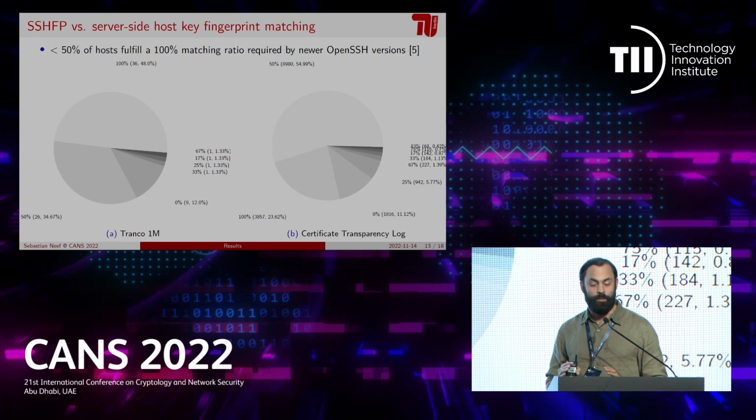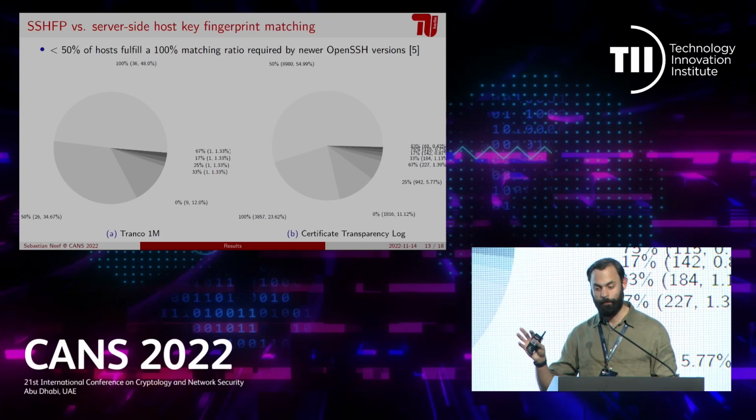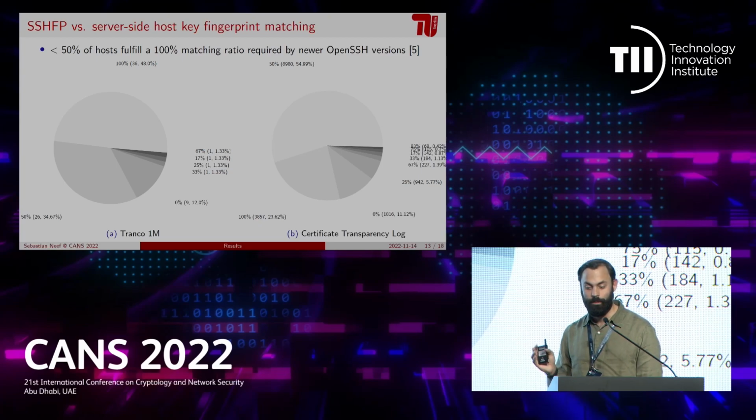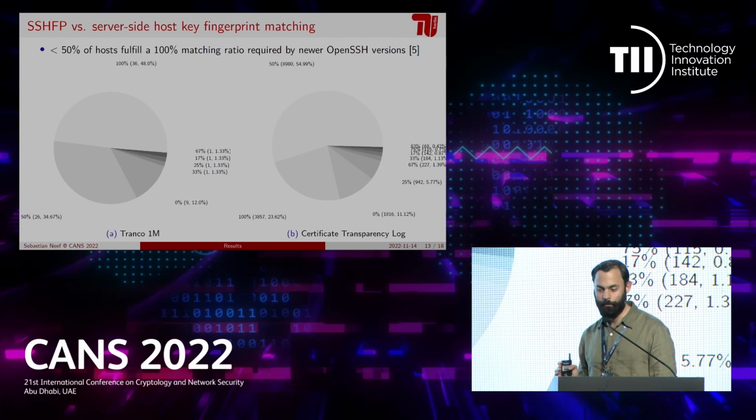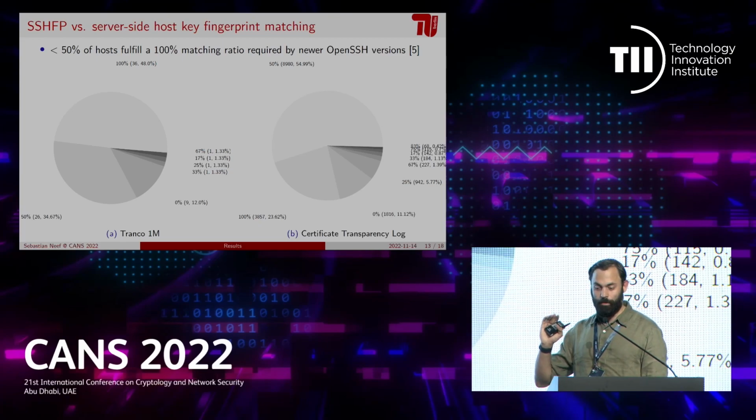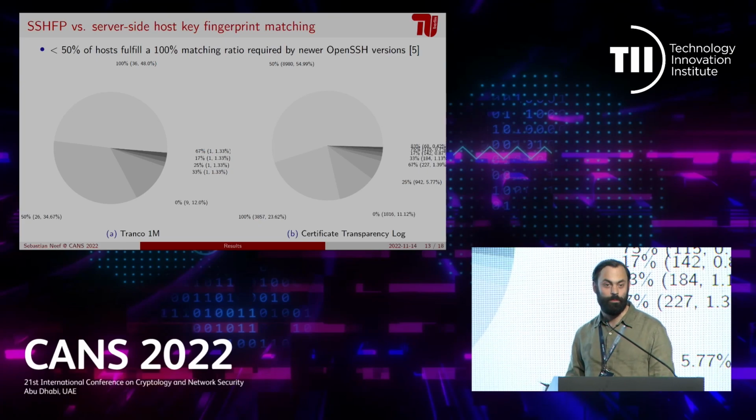Newer versions of SSH implemented a bug fix for downgrade attacks and now require that the full set of SSHFP records matches the full set of server-side records. So you need a 100% matching ratio between DNS and server-side records. And from our data set, we find that less than 50% of the hosts fulfill this criteria. So although one could argue that the standard requires only at least one match, the current OpenSSH versions implement it in a different way.